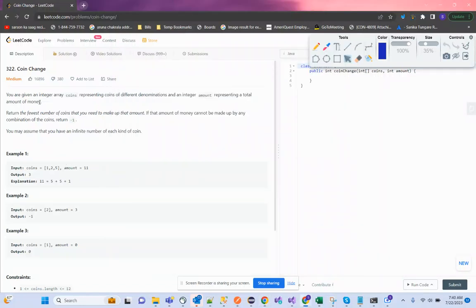Coin change. You are given an integer array, coins, representing coins of different denominations and an integer amount representing a total amount of money. Return the fewest number of coins that you need to make up for that amount. If that amount of money cannot be made up by any combination of the coins, return -1. You may assume that you have infinite number of each kind of coin.